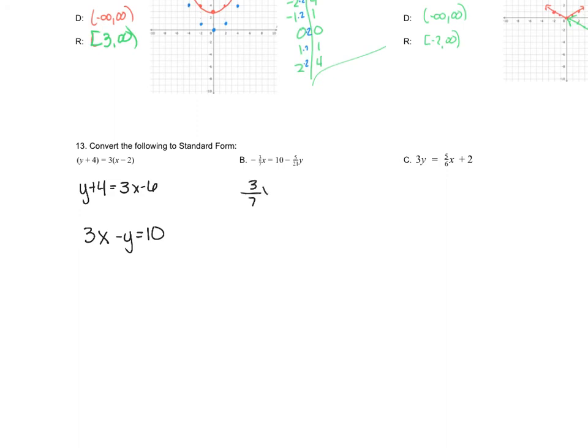So 3 over 7 x plus 5 over 21 y equals 10. I'm going to multiply this by 21, this by 21, and this by 21. So that's going to be 9x plus 5y equals 210.